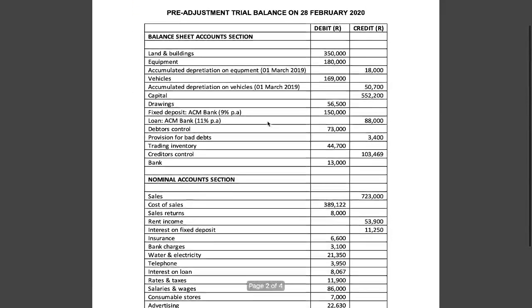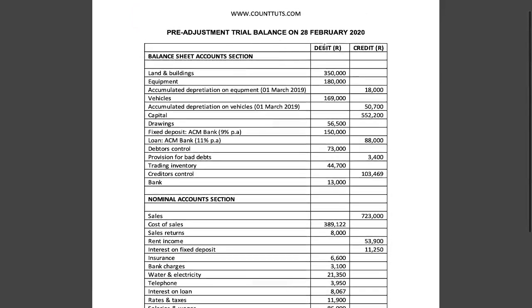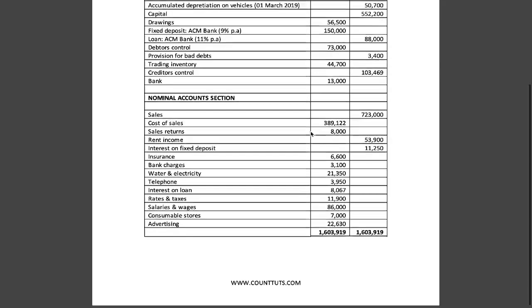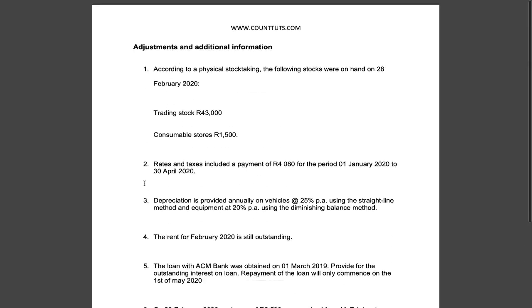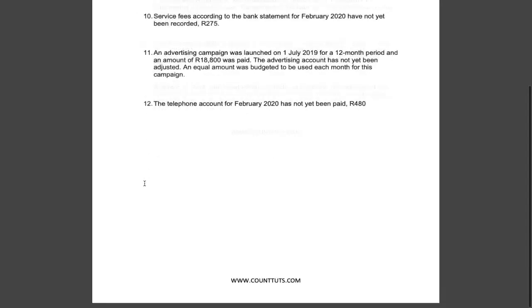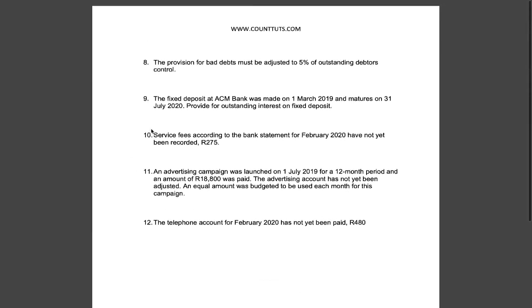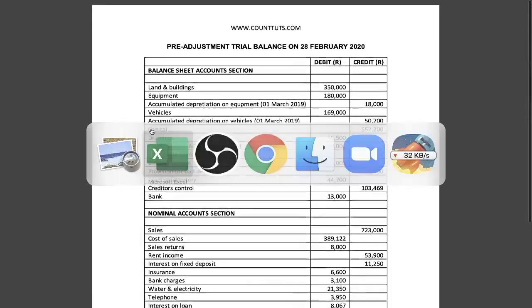Down here, you can see we are given the pre-adjustment trial balance on 28 February 2020, and then we are also given the additional information. You can see from number 1 all the way to number 12. So that's what we're going to use to prepare the three statements. And we're going to prepare the three statements using Excel.